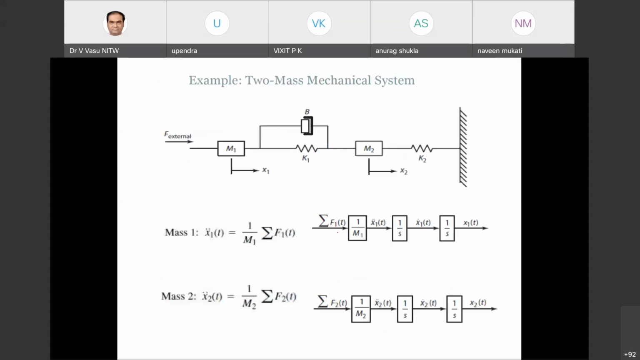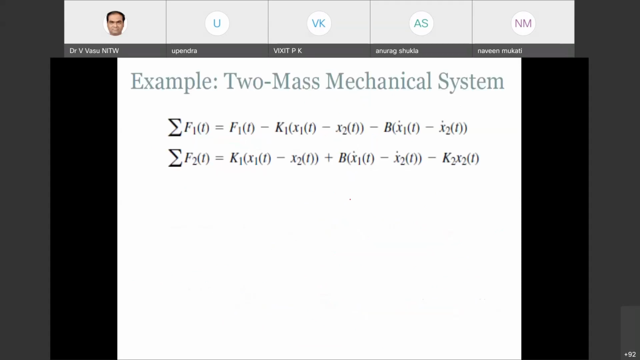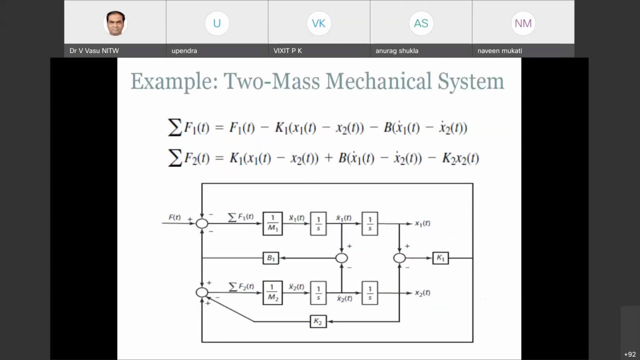Okay, so similarly if you take a two spring mass system, then you're going to get two different equations. If you consider the free body diagram for M1, this is the differential equation you get. If you consider the free body diagram of M2, this is the differential equation you get. And if you combine these two differential equations, this is the block representation of the total system. So that is how you can represent the two mass mechanical systems.